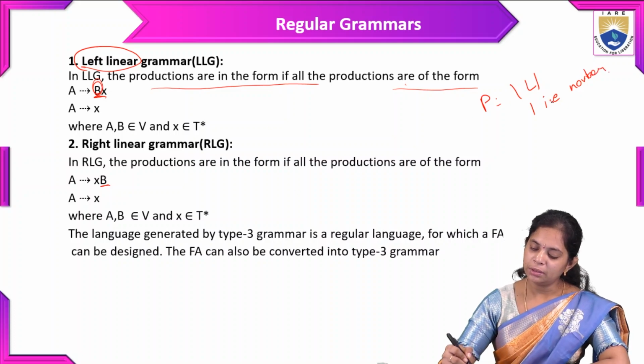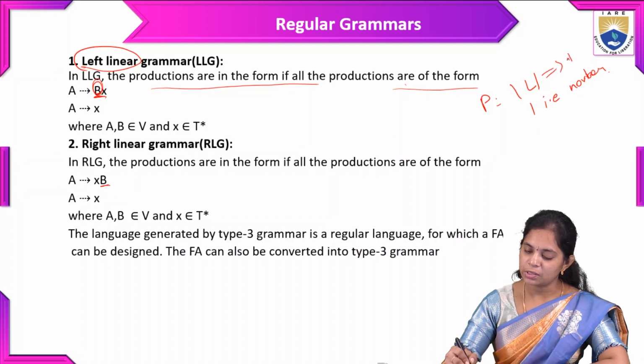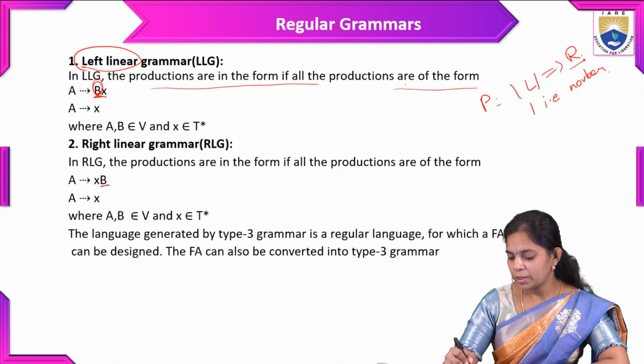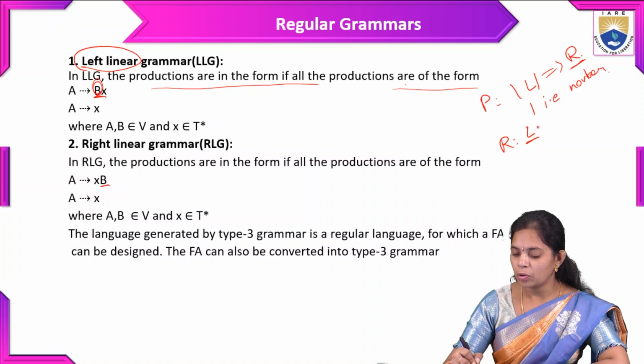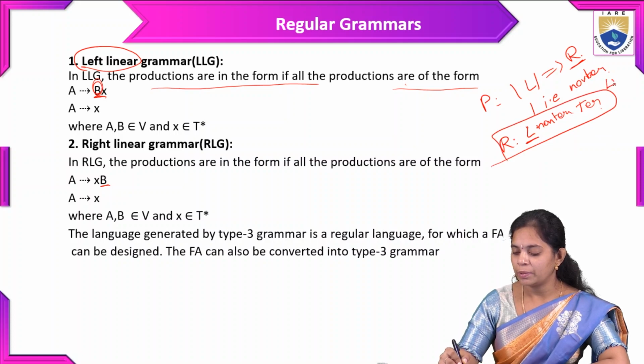But here, on the right hand side, there is no restriction. Whenever we take the right hand side, the left part has a non-terminal, followed by the terminal. So this is a left linear grammar.